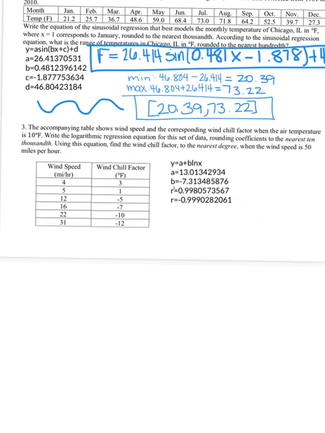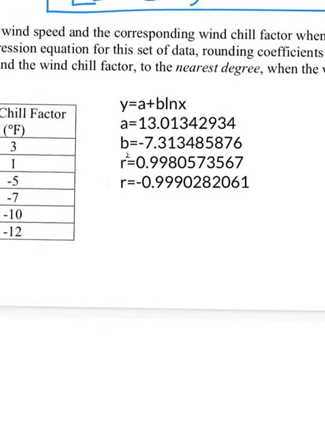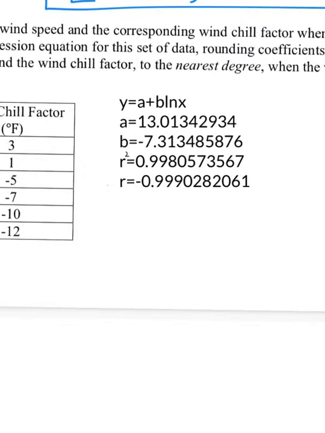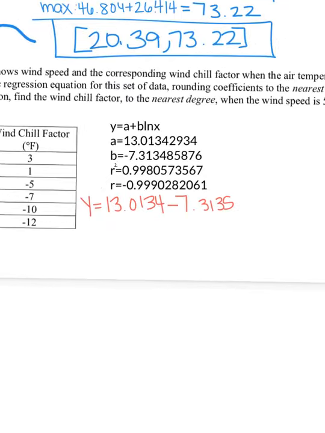Okay, so that's everything you see on your calculator screen. Now you're going to take that equation that it gives you, and you're going to plug in your variables for A and B, and you're rounding to the nearest 10,000th, which is 4 decimals. So the equation that represents this chart is y equals A is 13.0134 plus B, so it's actually minus because B is negative, 7.3135 ln x.